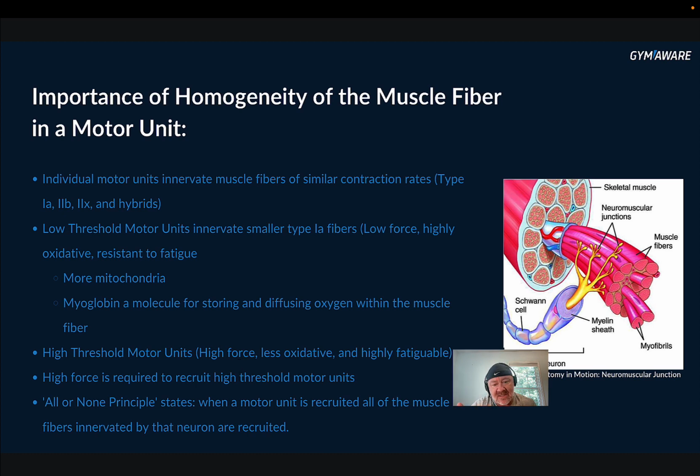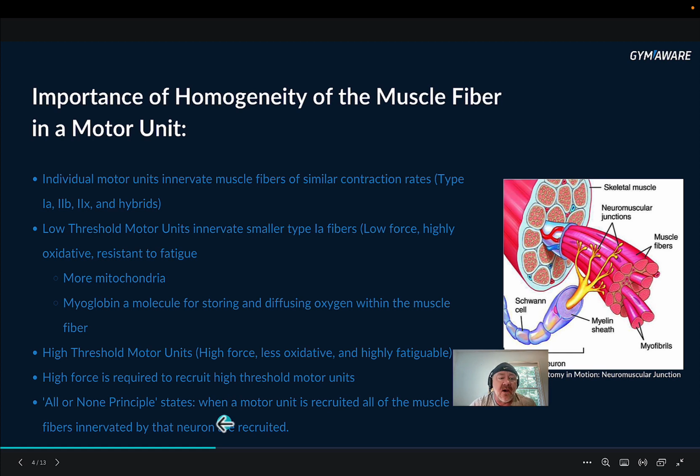They're going to be less oxidative, meaning they're going to fatigue more quickly. High force is required to recruit those high threshold motor units though, so you're going to have to do movements that require high amounts of force. But as you're going to learn in a minute, that high force can be experienced in multiple ways, and it's going to create specific adaptations. We'll get into that in just a bit, just to give you a foreshadowing.